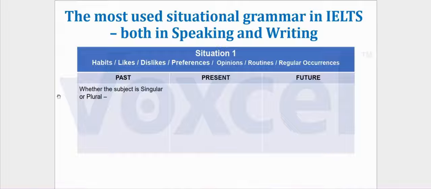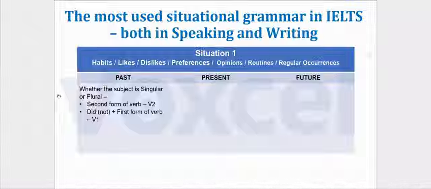So whether the subject is singular or plural in the past, it doesn't matter. What grammar will you use? The second form of verb. I have denoted that with v2. Or if you want to use the negative, like it did not happen, you use did not, and with did you use the first form of verb. I have denoted that with v1. Hope it is clear till now. We will see examples also, don't worry about that, just try to understand what kind of situations I'm talking about.